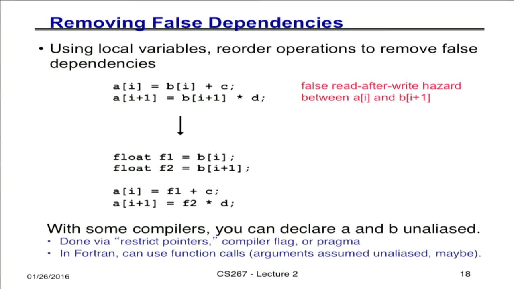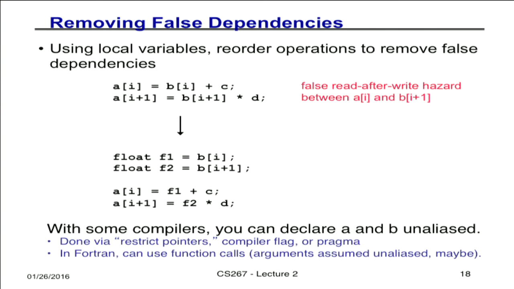And different languages have different rules about this kind of stuff. So Fortran is a language in which one of the things you can do to get the compiler to understand that A and B are completely unrelated arrays, they're unaliased, they don't alias to the same memory location, is you can pass them into a function.